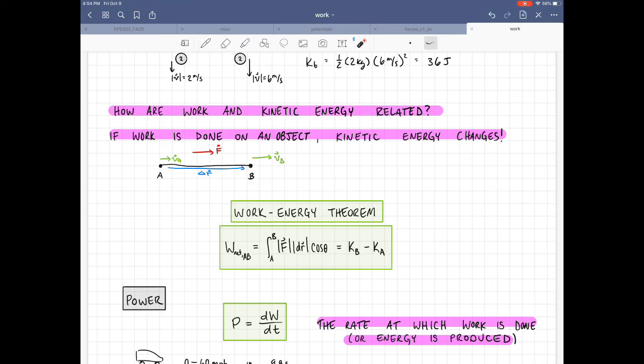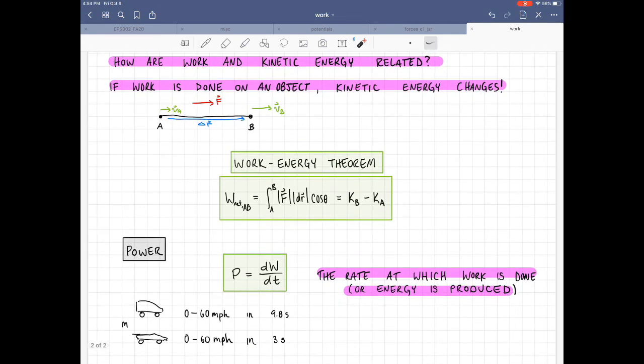Now, the last thing that I want to mention in this video is just the idea of power. We've all heard of the word power, but we've got a very specific meaning in physics for what power is associated with. Power is the rate at which work is done. That's sort of a fancy way of saying it's the derivative of work with respect to time. So it's the rate at which work is done or energy is produced.